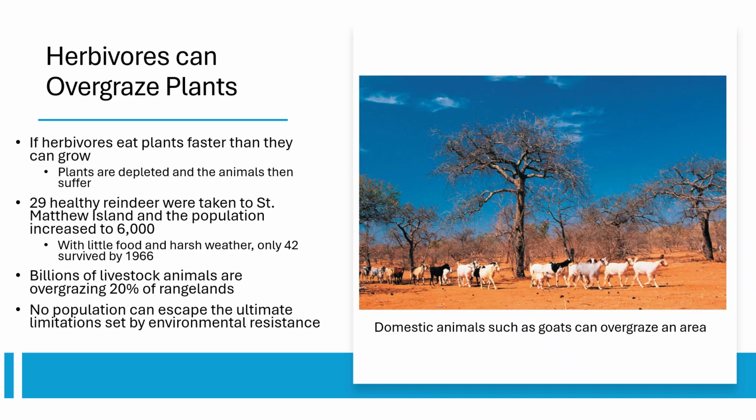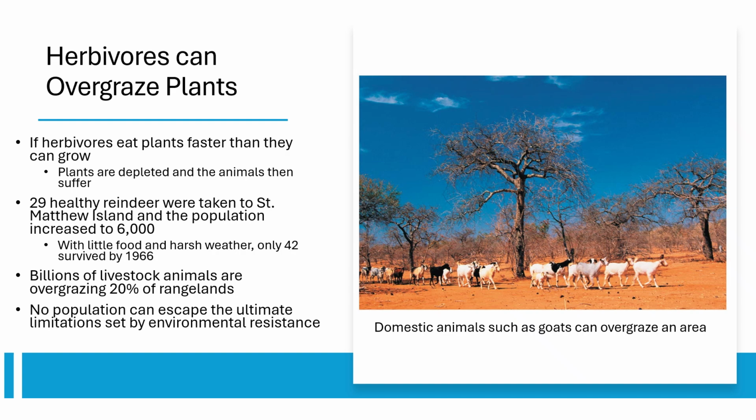One example is, you guys probably heard of St. Matthew Island. St. Matthew Island is a small island between Alaska and Russia. In 1944, about 29 healthy reindeer were introduced by humans on the island. And then in a matter of a decade or less, the population increased from 29 to over 6,000. When a population increases that fast, we call that an overshoot.